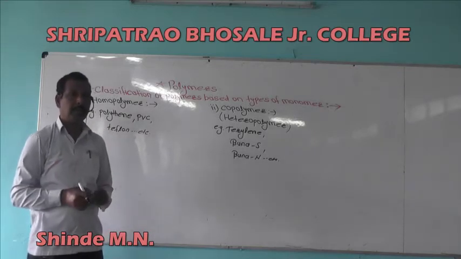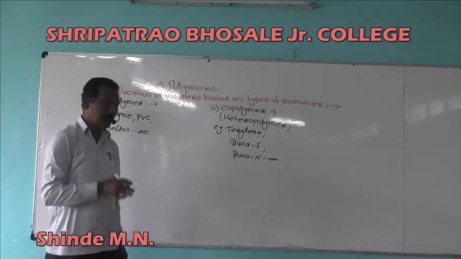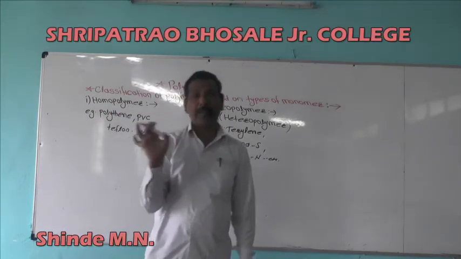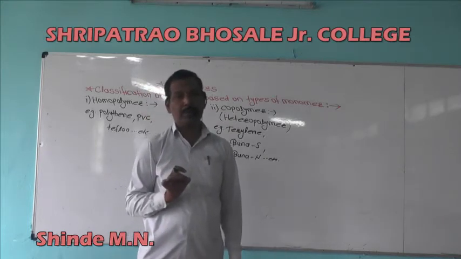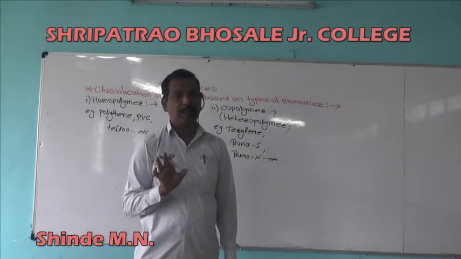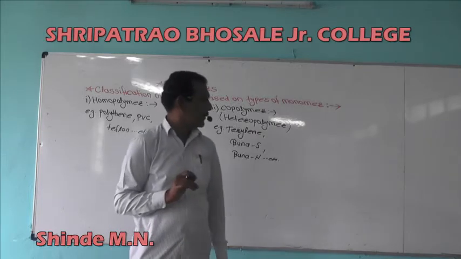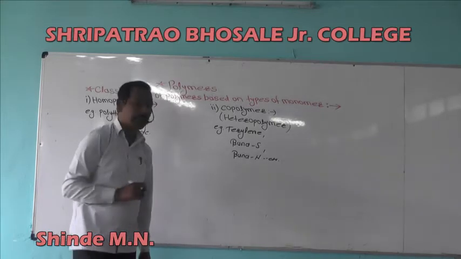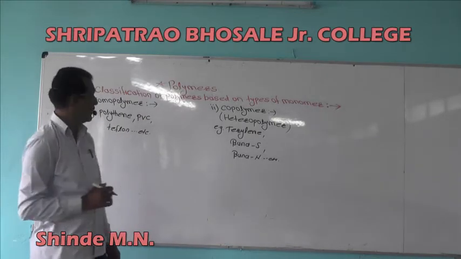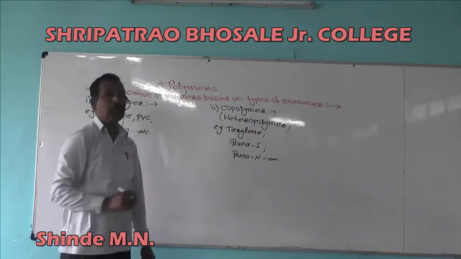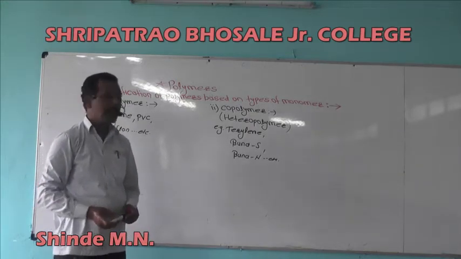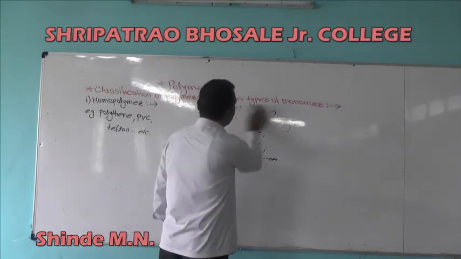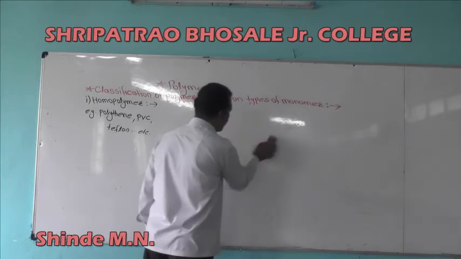because a question is asked, which of the following is copolymer, or which of the following is homopolymer, as an MCQ. So that you have to prepare. So this is about the classification of polymers based on type of monomer, that is homopolymer, copolymer. Okay.